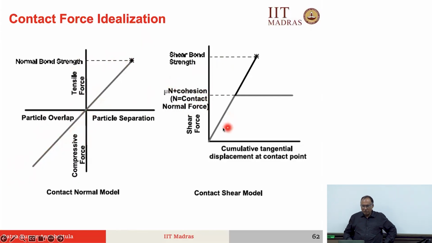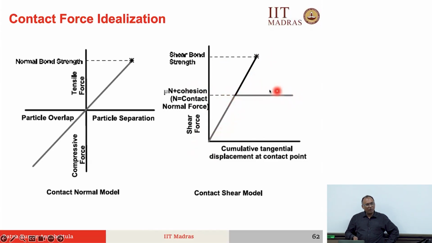You will have cumulative tangential displacement and it is capped here at the shear. This is your mu times Fn plus cohesion. If you have mu times Fn plus cohesion, mu times Fn will be limited here. Let us say in the tangential direction there is no cohesion, the particle will not go in that direction. It will behave like that. The tangential contact interaction will be described by this line and then it will be capped here.